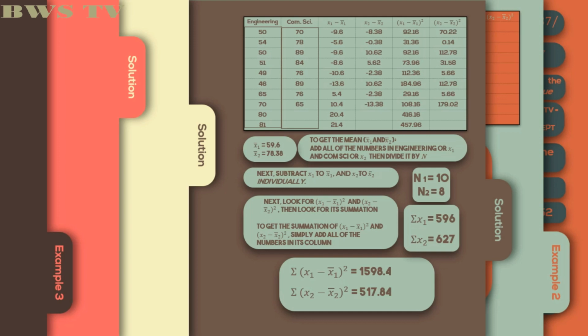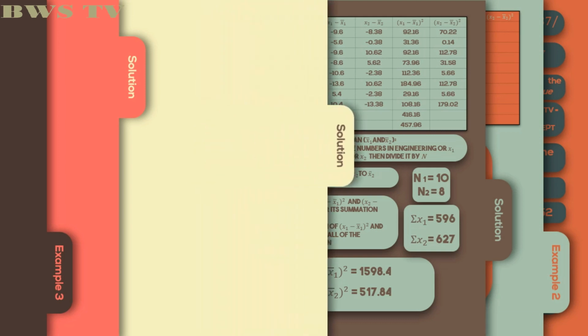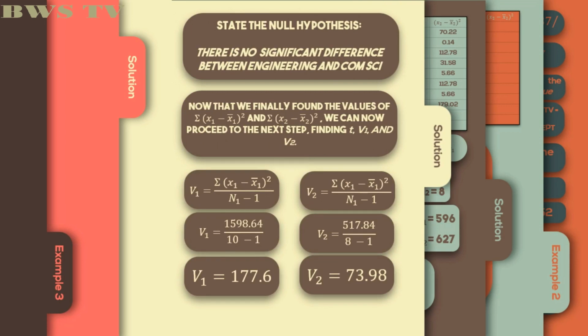Now complete the rest of the table. Complete x sub 1 minus mean sub 1 and x sub 2 minus mean sub 2. After that, get x sub 1 minus mean sub 1 squared and x sub 2 minus mean sub 2 squared. The summation of x sub 1 minus mean sub 1 squared is equal to 1598.4, and the summation of x sub 2 minus mean sub 2 squared is equal to 517.84. The null hypothesis is there is no significant difference between engineering and computer science.